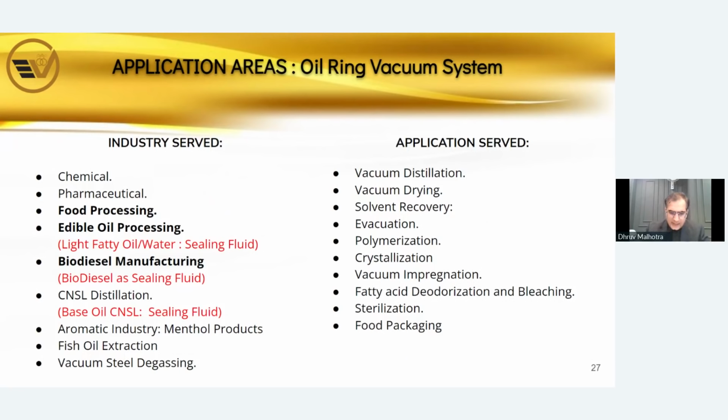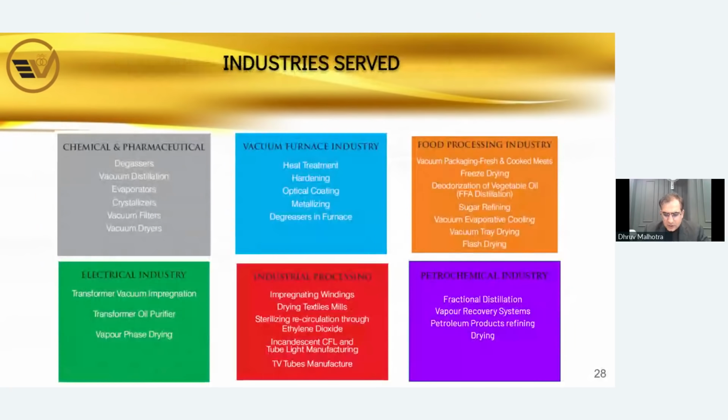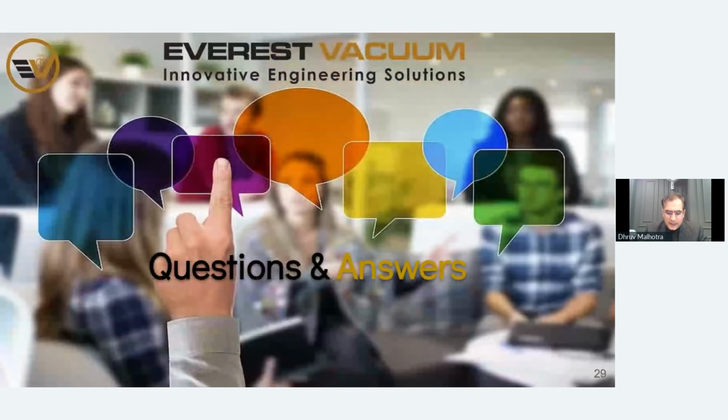The next slide is various industries that we are serving with these systems. So these are the various industries. Majorly, these systems are being used in petrochemical industries for distillation, vapor recovery, or drying applications. With this, I come to an end of my presentation. I am open to questions and suggestions. And I would like to thank you all for your time.